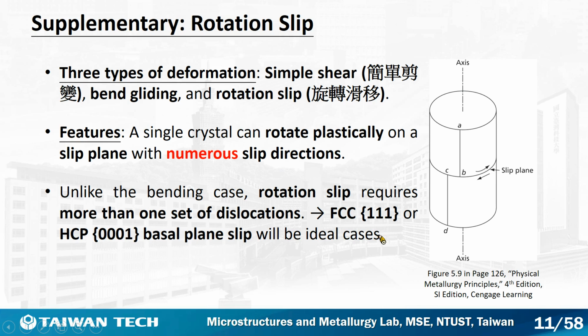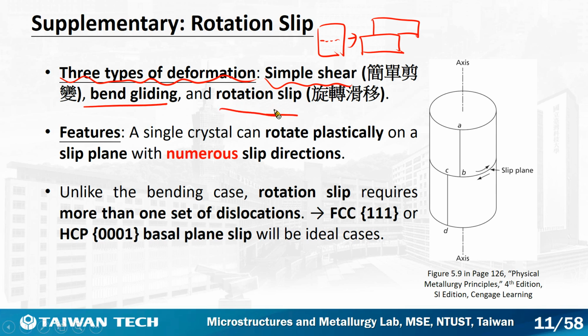Okay, and then let's talk about rotation slip. So first, the important point is we have three types of deformation. The first, simple shear. Okay, for example, this is simple shear. And then band gliding, as we said in the previous slide. And the rotation slip. We are going to talk about this in this page.